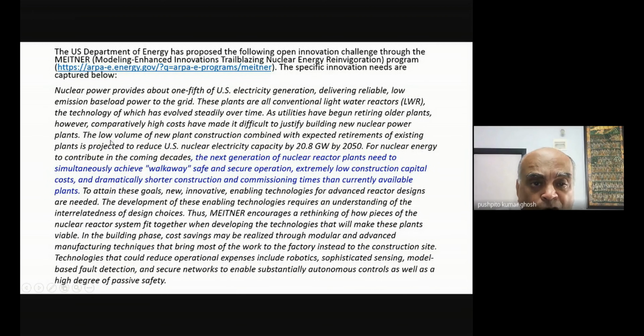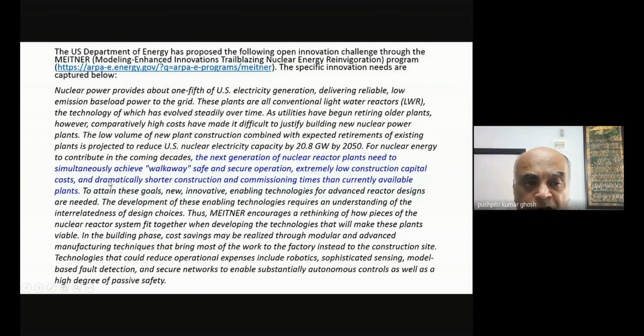The low volume of new plant construction combined with expected retirements of existing plants is projected to reduce US nuclear electricity capacity by 20.8 gigawatt by 2050. So the amount of reduction that they had projected is much more than what we are going to actually have as a total capacity of around 14 gigawatt. So obviously, they are heavily dependent on nuclear power.